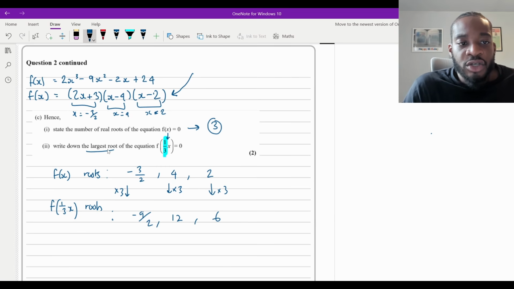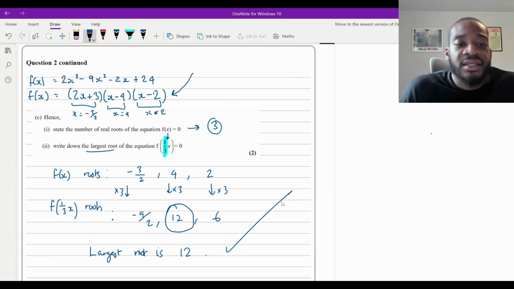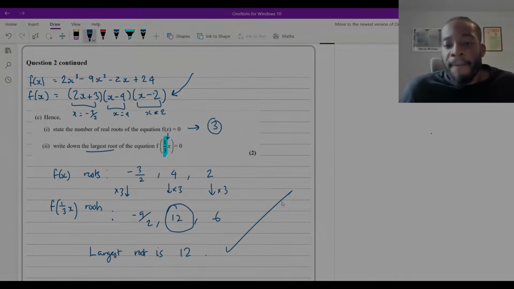It says find the largest root or write down the largest root. Which one is the biggest out of each of these? It's 12. So therefore, the largest root is 12. And that is it. That is question 2 finished.